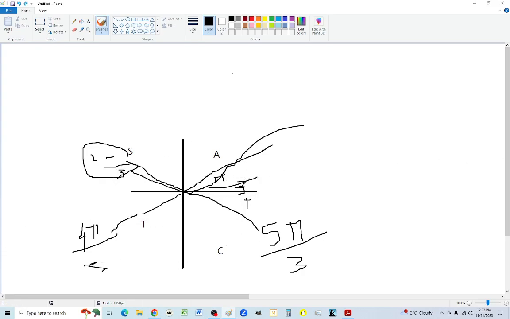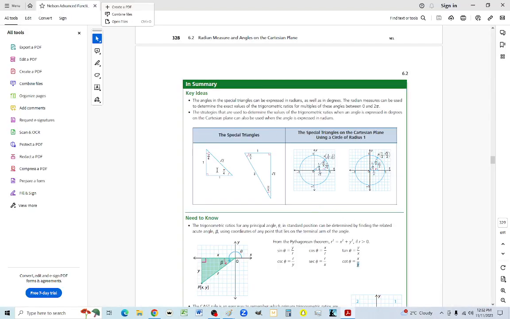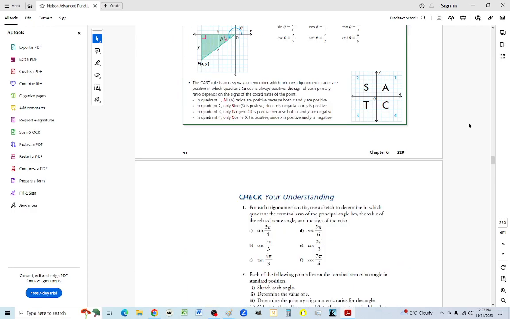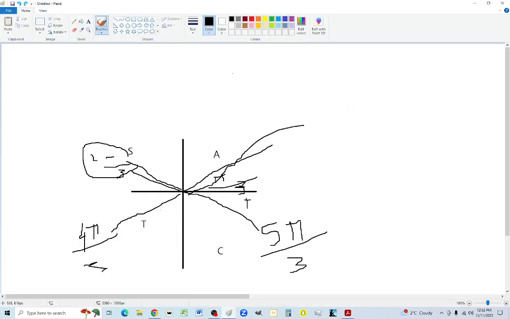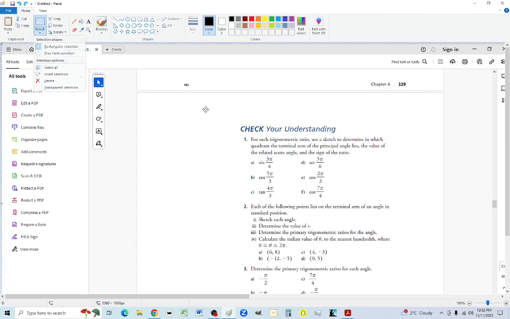All right, let's get to the questions. Always be able to reproduce your special triangles. I think I have a video on it. It's not hard. For each trigonometric ratio, use a sketch to determine which quadrant the terminal arm of the principal angle lies and the value of the related acute angle. So that's good practice there of what we were just discussing. So it always helps to draw your Cartesian graph.